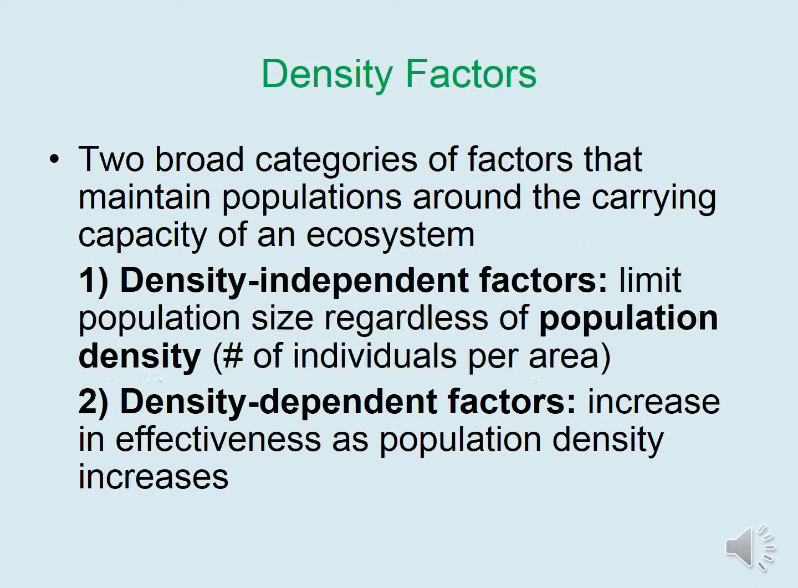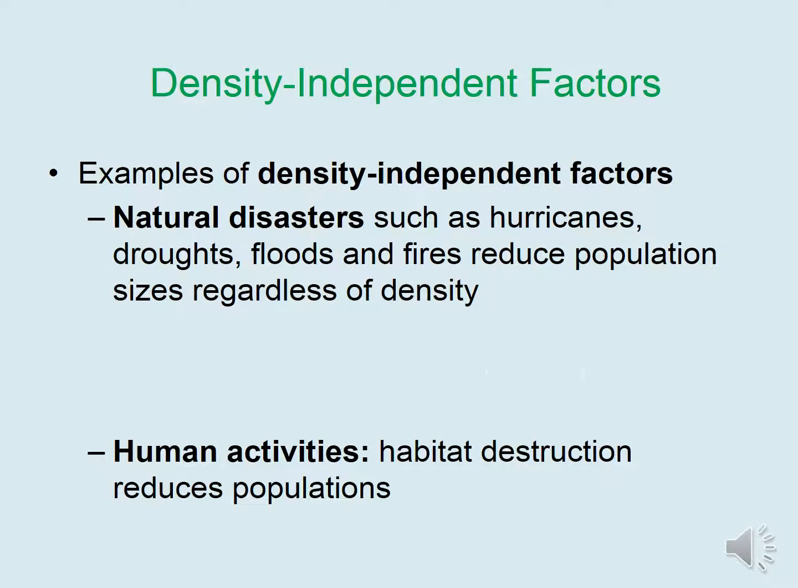There are two broad categories of factors that maintain populations around the carrying capacity of an ecosystem. These are density-independent factors and density-dependent factors. Density-independent factors limit population size regardless of the population density, which refers to the number of individuals in a certain area. Density-dependent factors increase in effectiveness as population density increases. We will discuss specific examples of both of these types of factors on the upcoming slides.